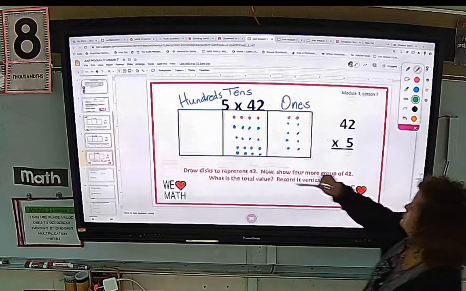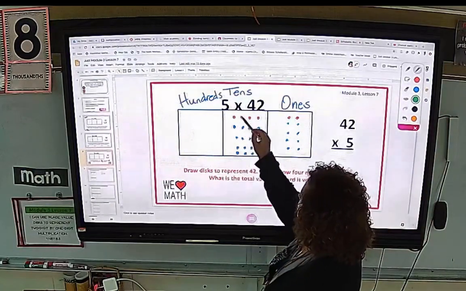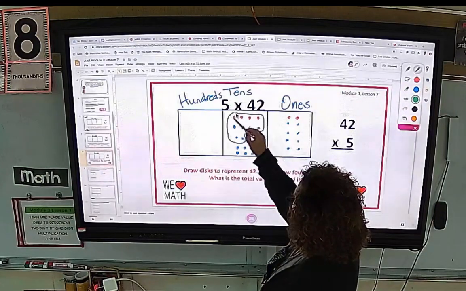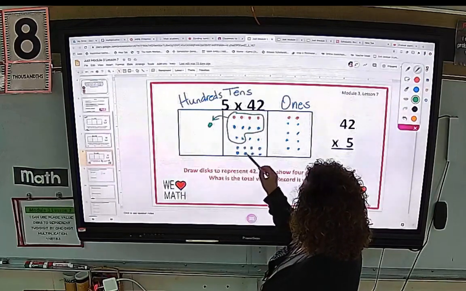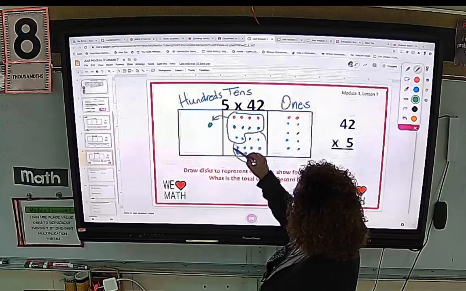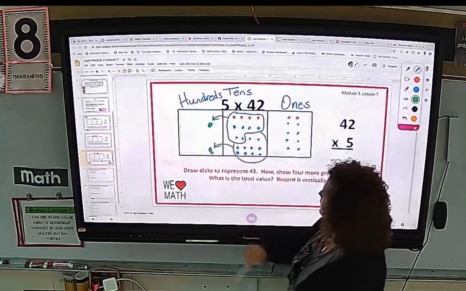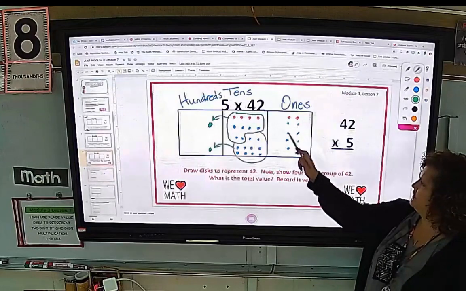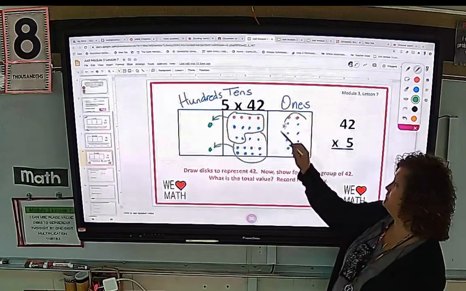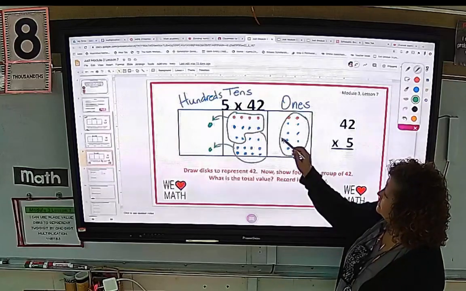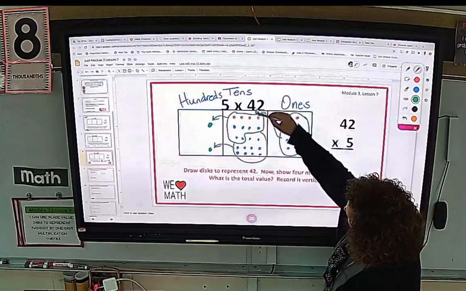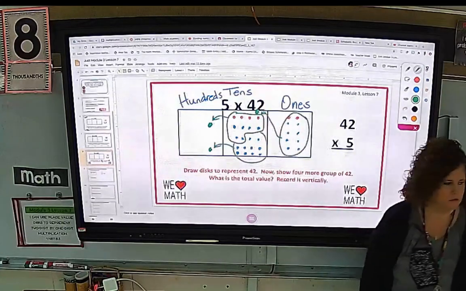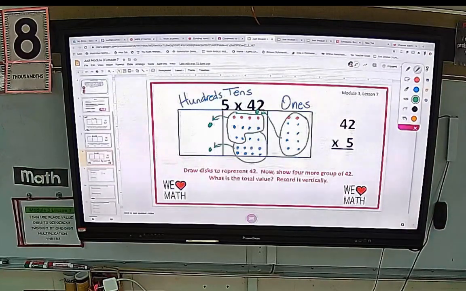So, 1, 2, 3, 4, 5, 6, 7, 8, 9, 10. Okay. 1, 2, 3, 4, 5, 6, 7, 8, 9, 10. I have to squish this in right here. Okay. That was moving them over so that they're fitting in their place values correctly.